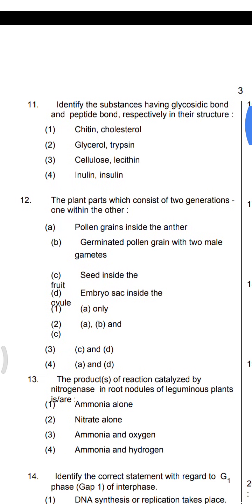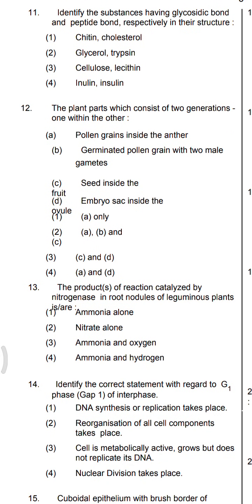12th question. The plant parts which consist of two generations, one within the other. A. Pollen grains inside the anther. B. Germinated pollen grain with two male gametes. C. Seed inside the fruit. D. Embryo sac inside the ovule. And the options are 1. A only, 2. A, B and C, 3. C and D, 4. A and D.